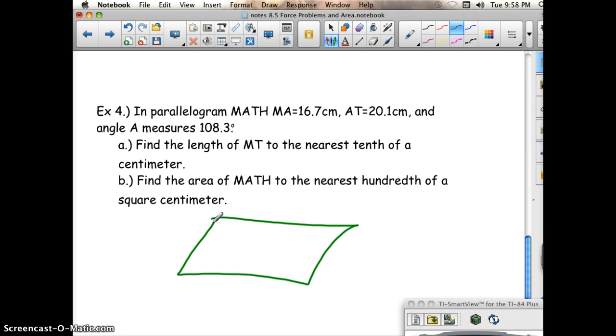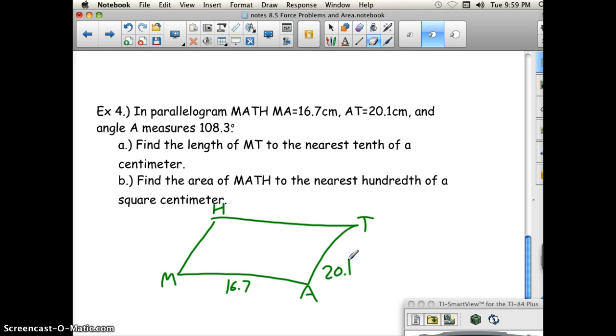Okay, there's a parallelogram, M-A-T-H. It tells me MA is 16.7. Uh-oh, not drawn to scale alert, right? AT is 20.1. That's that side. I probably should have drawn that a little bit more towards the middle of that. A lot of kids have a tendency to draw it right down next to the corner, and it's confusing whether you're referring to the angle or the side. So make it clear. Angle A measures 108.3. Hey, that looks like an obtuse angle, so at least I got that part right. It doesn't really matter here.